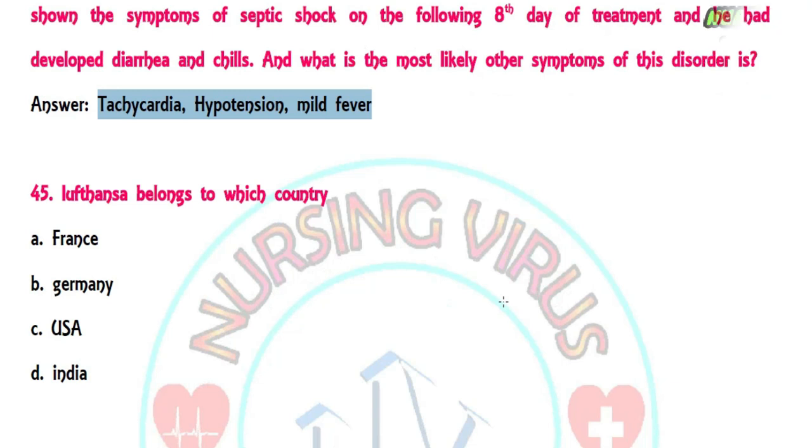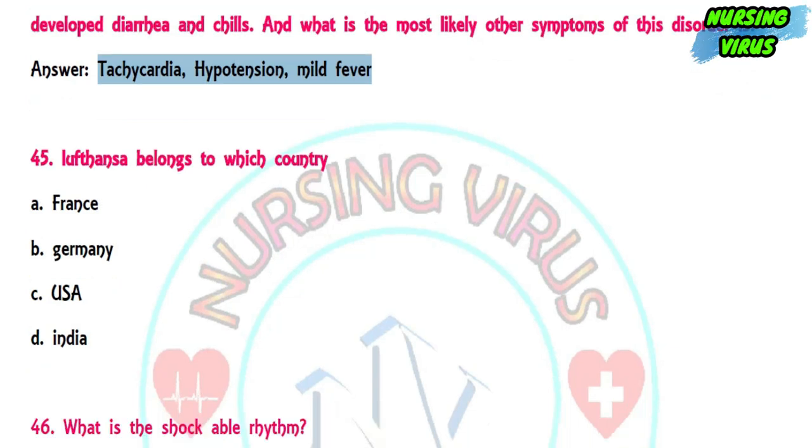So the next question is related to the aptitude side. Lufthansa belongs to which country's airlines? France, Germany, USA and India. So Lufthansa is the airline of the country Germany. So the next one.